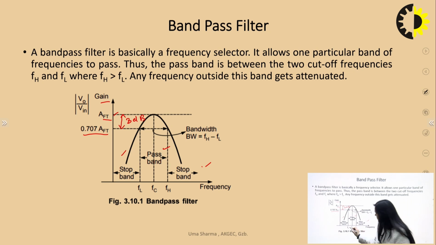So, at FL and FH, gain is not AFT. Basically, the gain is 3 dB down from AFT. When we convert 3 dB into normal units, we get 0.707. So, the gain is 0.707 of AFT at FH and FL. The difference between FH and FL is known as the bandwidth of the filter, which specifies the bandwidth of that particular filter. And FC is known as the center frequency or cutoff frequency of the filter.